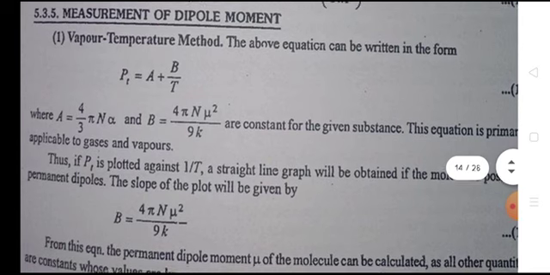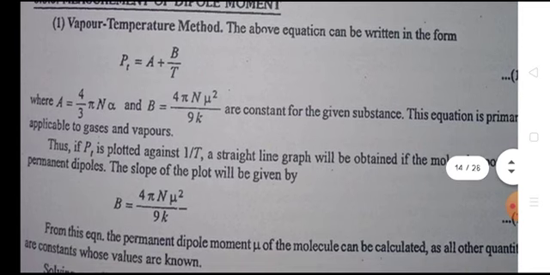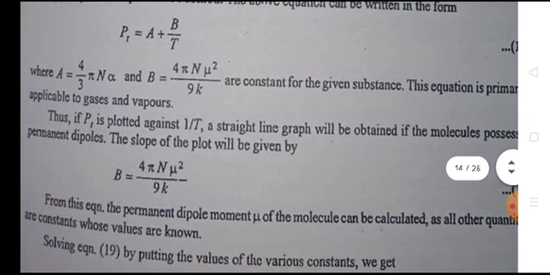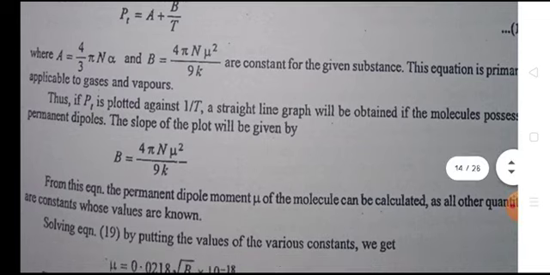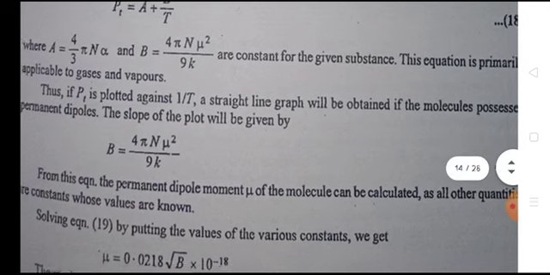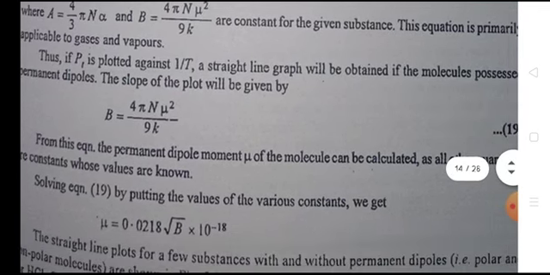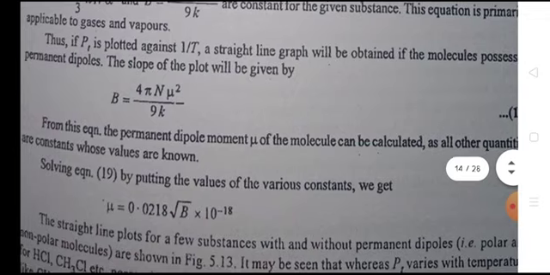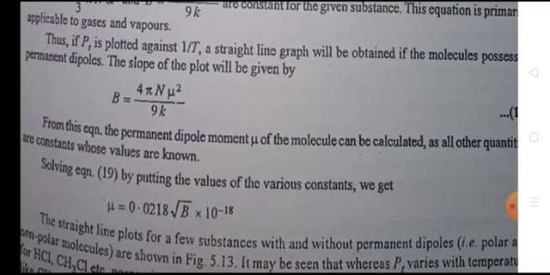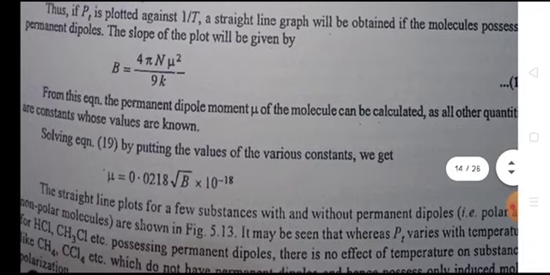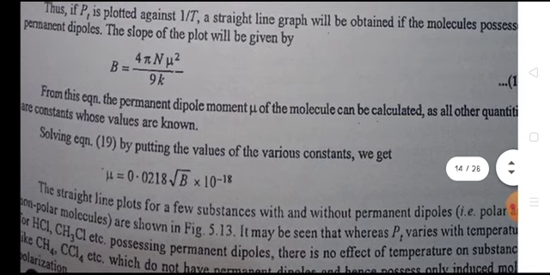Measurement of dipole moment. Vapor temperature method. PT is equal to A plus B upon T, where A is equal to 4 by 3 pi N alpha and B is equal to 4 pi N mu square upon 9k, are constants for the given substance. This equation is primarily applicable to gases and vapors. Thus, if PT is plotted against 1 upon T, a straight line graph will be obtained if the molecule possesses a permanent dipole. The slope of the plot will be given by B is equal to 4 pi N mu square upon 9k.